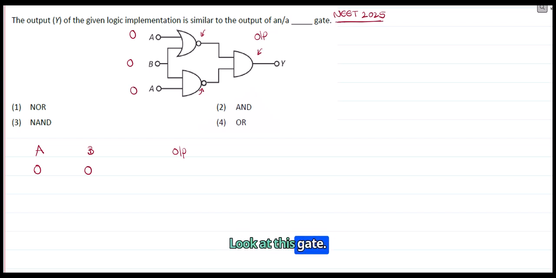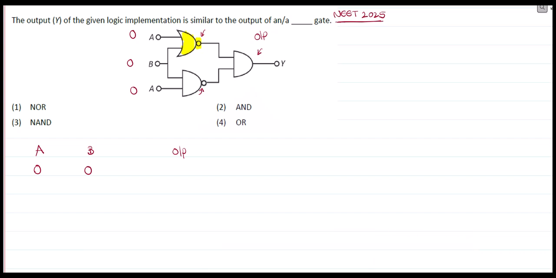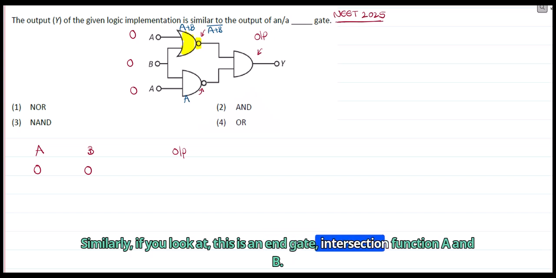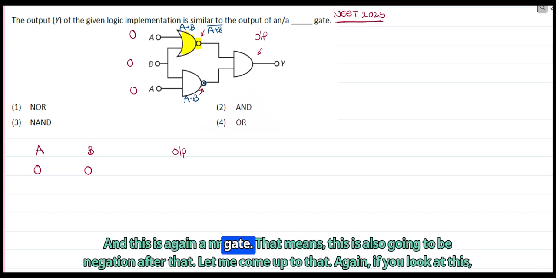Look at this gate. This is an OR gate, but if you see a circle around it, this is a NOR gate. The output of the OR gate is A plus B. It's like a union function: if any one is true, the output is true. The output of this one is (A plus B) bar, that means the negation of that. Similarly, this is an AND gate, an intersection function, A and B. And this is again a NOT gate, so this is also going to be the negation of that.